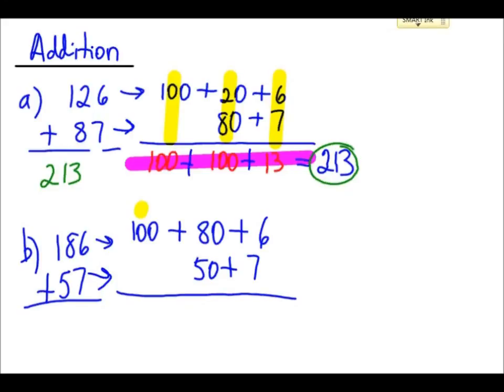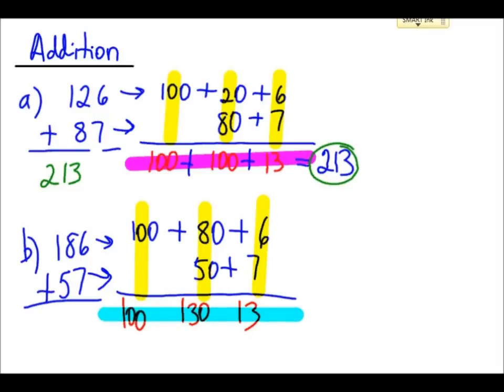Now I'm going to add them vertically first. So I have 100 plus nothing. That gives me 100. I'm going to have 80 plus 50. That gives me 130. And the 6 and the 7 are going to end up giving me the 13. So when I add these together horizontally, 100 plus 130, some people find that challenging.